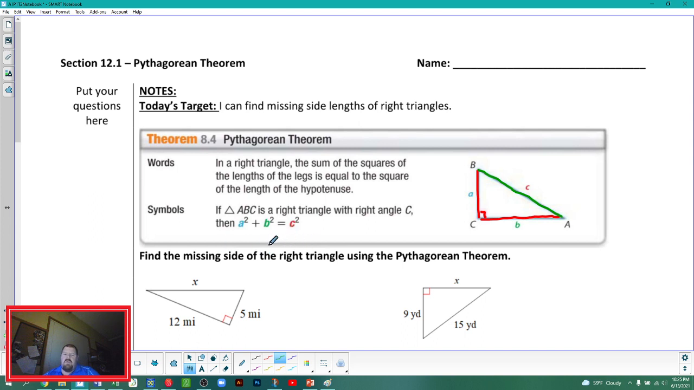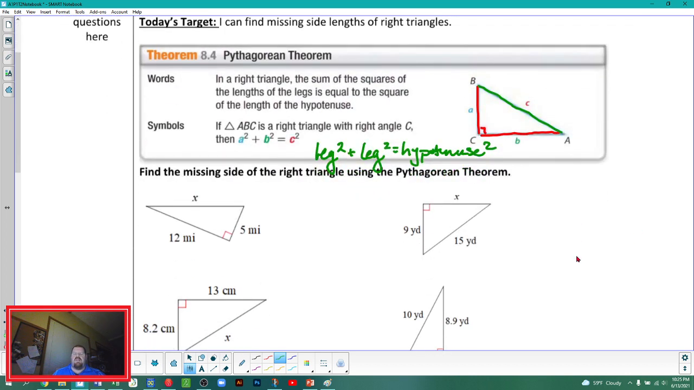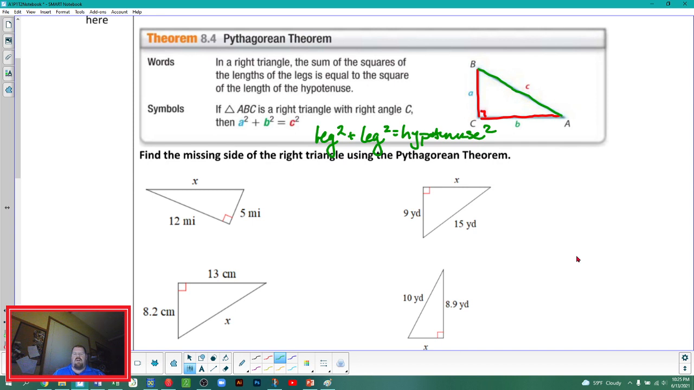And so really what we get out of it is that a squared plus b squared equals c squared. And you'll hear a lot of people say that's not really correct, that it should be leg squared plus leg squared equals hypotenuse squared. That's a little bit better. It's a little more direct as to what we're figuring out. But we're going to use these ideas today to try to find some missing sides of right triangles.